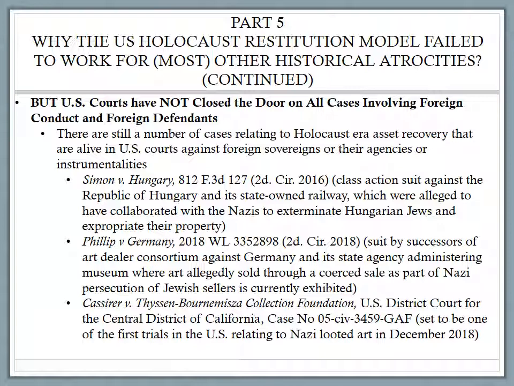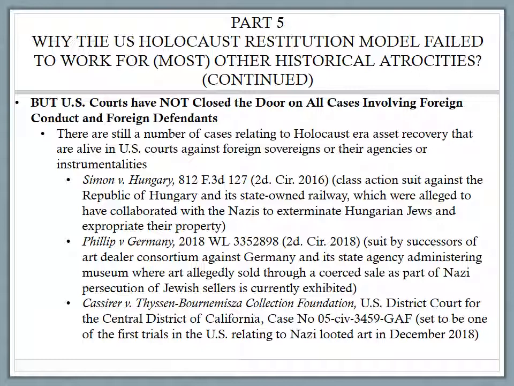But the Kiobel versus Royal Dutch Petroleum case did not close the door on all cases involving foreign conduct and foreign defendants. There are still, for example, a number of cases relating to Holocaust-era asset recovery that are alive in U.S. courts against foreign sovereigns or their agencies or instrumentalities. These cases have not been brought under the Alien Tort Statute, but under the Foreign Sovereign Immunities Act, which is the sole basis of jurisdiction in U.S. courts over foreign sovereigns, so foreign countries. And we discussed this in the context of the case of Maria Altmann versus the Republic of Austria, the Gustav Klimt painting case.